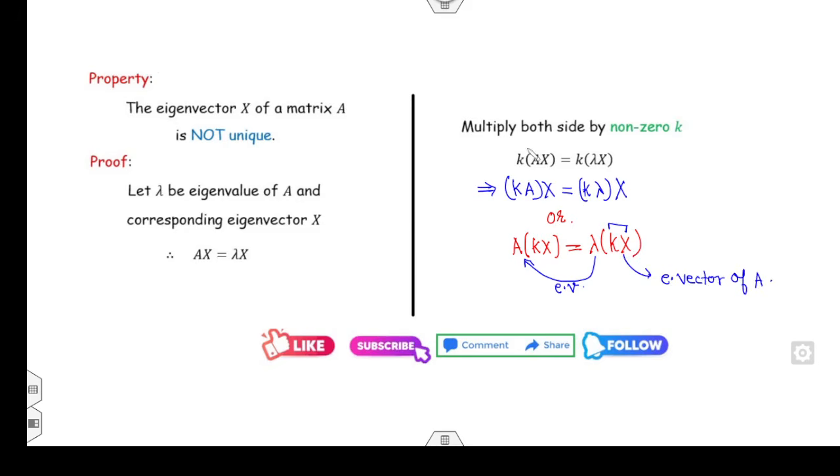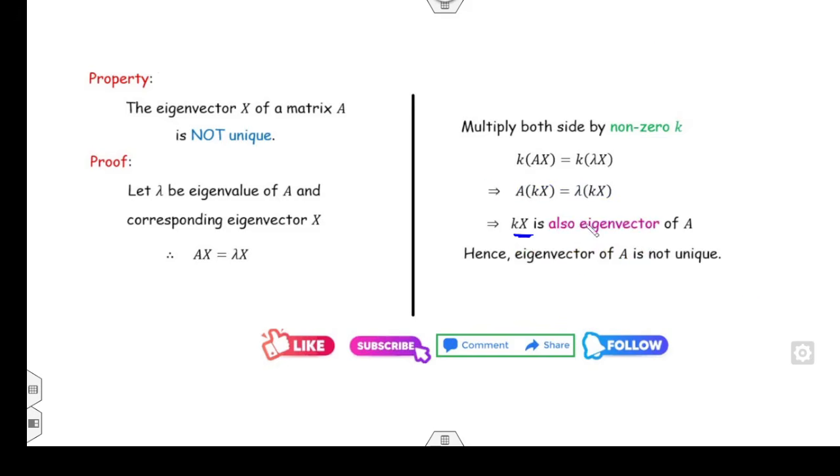So now you can see k is any non-zero real number. k may be 1, k may be half, minus half, or 3 by 4. k may be 10, maybe 100, maybe 400, and so on. Because kx is also an eigenvector, therefore eigenvectors are not always unique.